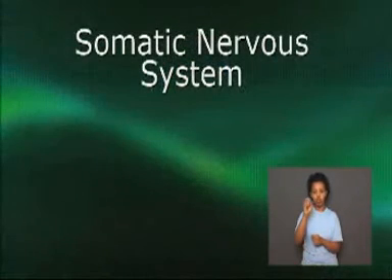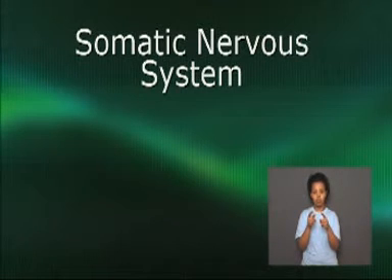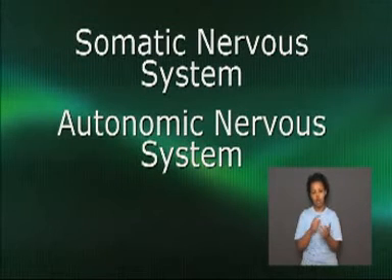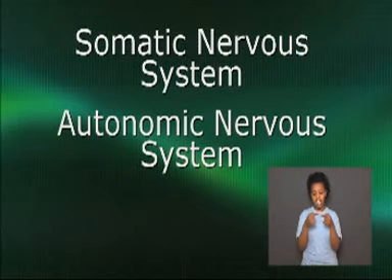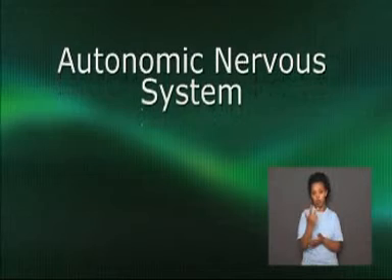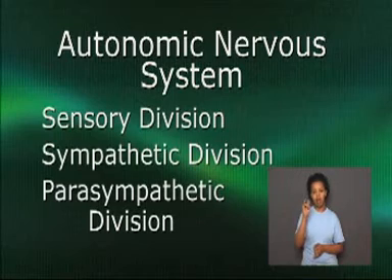We can also divide our nervous system into two components based on their functions. The somatic nervous system integrates information from the special system to produce responses in the skeletal muscles. The autonomic nervous system integrates information from receptors in internal organs and produces responses in those organs or in other organs or glands in the body. The autonomic nervous system is subdivided again into three categories: the sensory, sympathetic, and parasympathetic divisions.